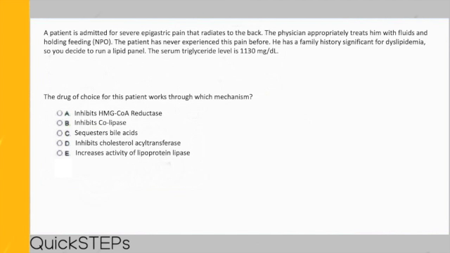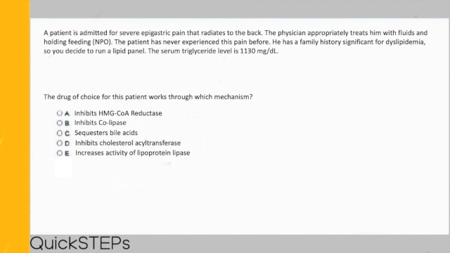A. It inhibits HMG-CoA reductase. B. It inhibits colipase. C. It sequesters bile acids. D. It inhibits cholesterol acyltransferase. E. It increases activity of lipoprotein lipase. So let's just once again dissect the question. What does this patient have? You should be saying pancreatitis.